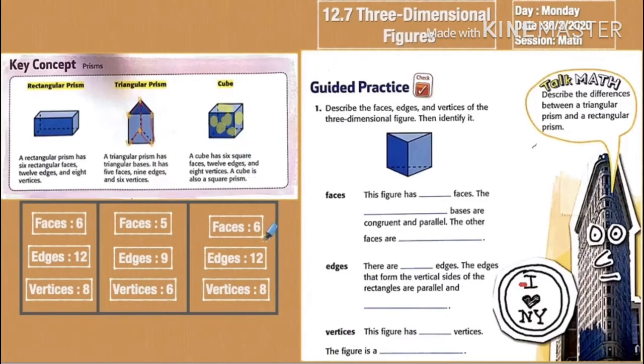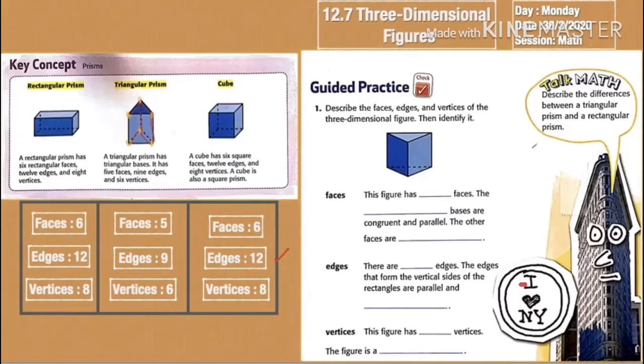We have 6 faces. And then how many edges? Let's count them. We have 12. 1, 2, 3, 4, 5, 6, 7, 8, 9, 10, 11, 12. So I have 12 edges, which is right. Now how many vertices? 8.